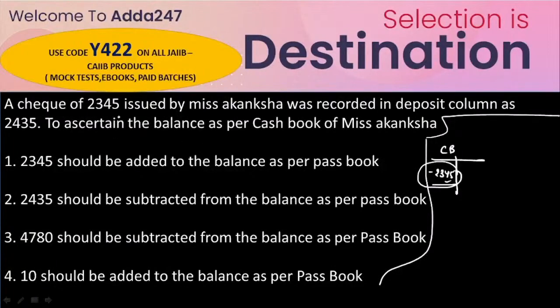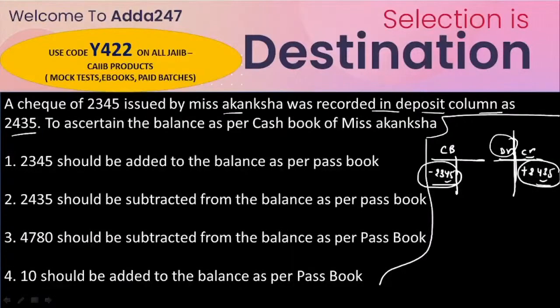But in the question, a check of 2,345 that is issued by Miss Akansha was recorded in the deposit column as 2,435. That means by mistake, the bank should have debited the account of Miss Akansha with 2,345 rupees, but by mistake it is credited with 2,435 rupees. So now we have to choose the option from these multiple options, that what we have to do to reconcile the cash book and the passbook. The amount that should be debited from Akansha's account, but it is credited.